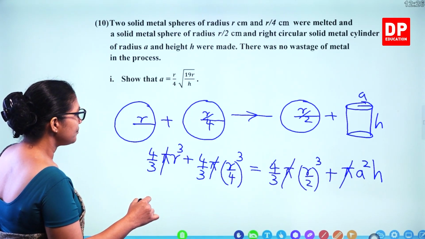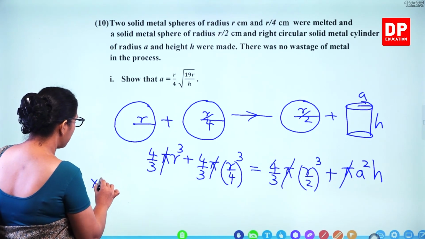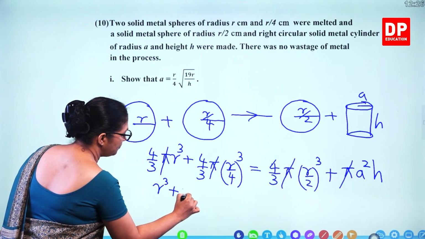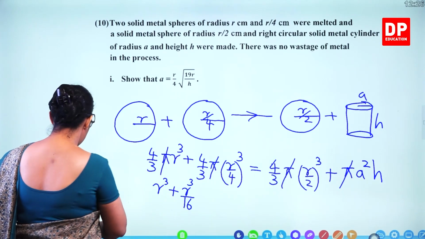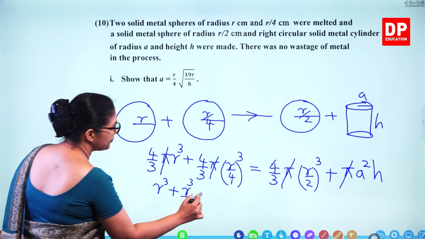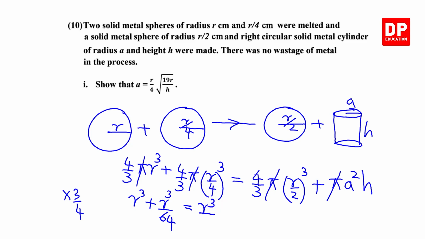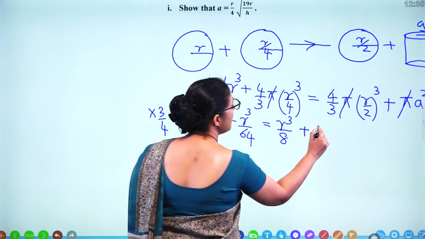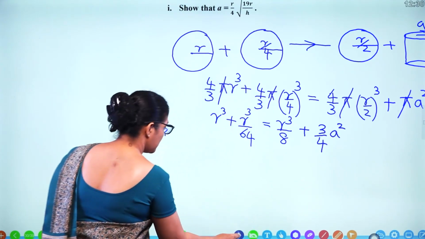And then you can multiply by 3 and divide by 4. Multiply by 3 and divide by 4. This gets cancelled out. You get r cubed over 64, 4 to the power 3. Then here, this gets cancelled out. You get r cubed over 2 to the power 3, which is 8. Here, multiply by 3, divide by 4, a squared h.